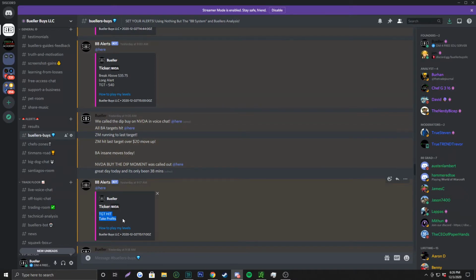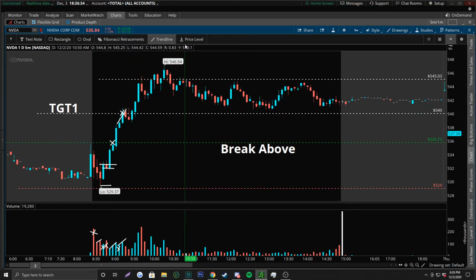Now, usually I set multiple targets, but I only alert the first target. That is because I want you guys to be able to go check it yourself. So, how could you have known to hold it past this target? It's a psychological level. That is why. 545, 540. Those are both psychological levels. Those are very strong levels.